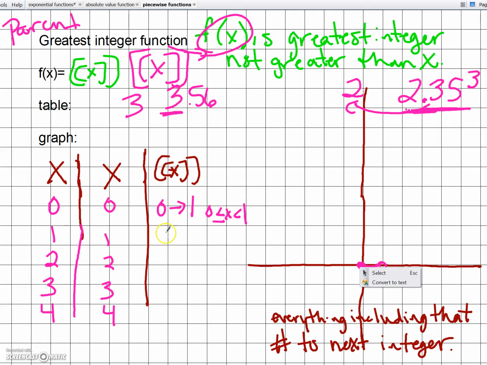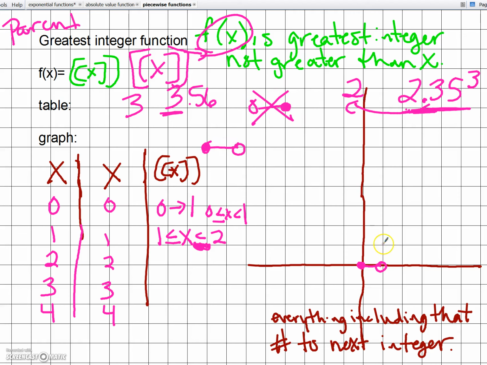Okay? Alright, so from 1, what that's saying is anything that is greater than or equal to 1, but less than 2, that's not included. Okay, so this is the opposite of the piecewise step function. So the piecewise step function had open to closed. That is not what you do here. It is closed to open.